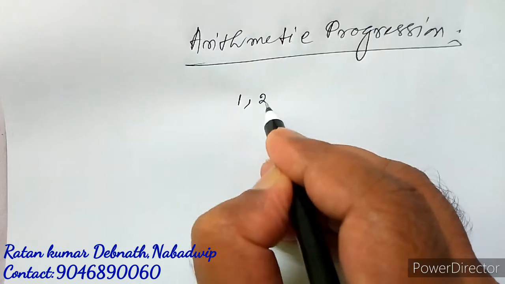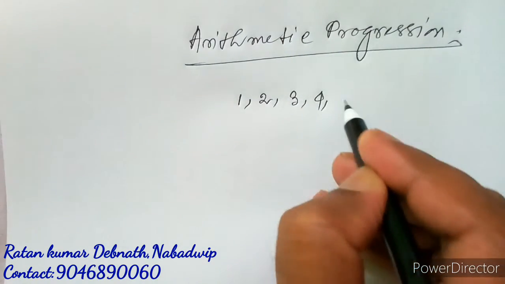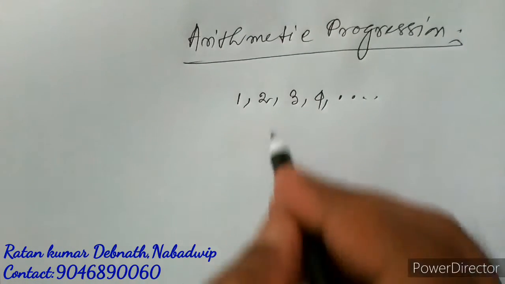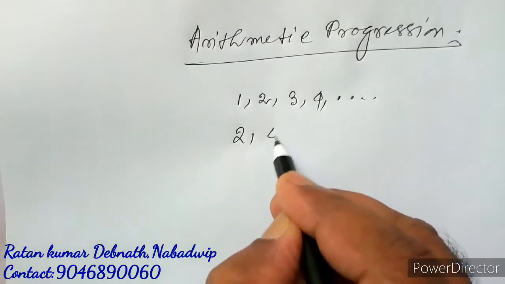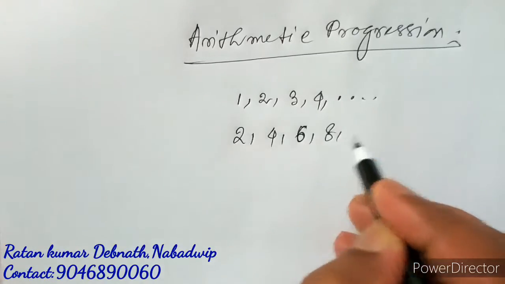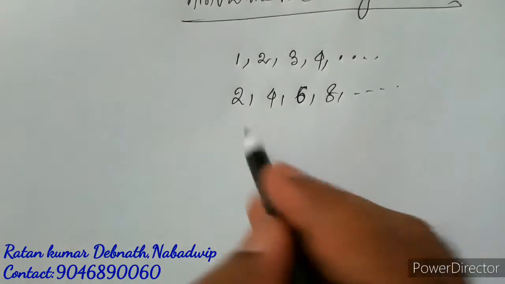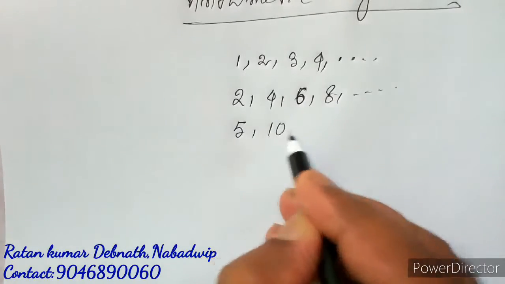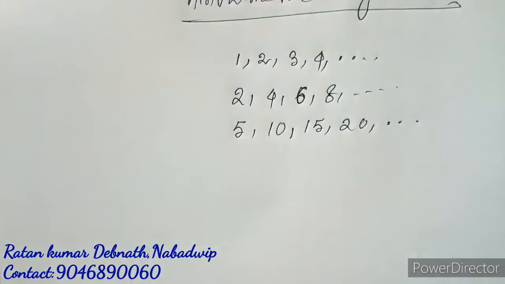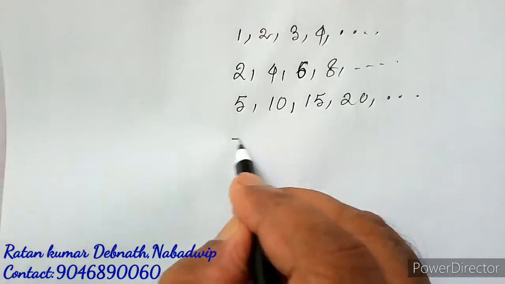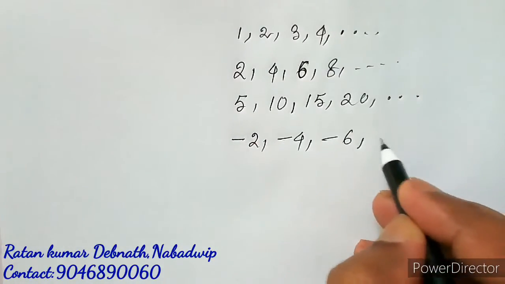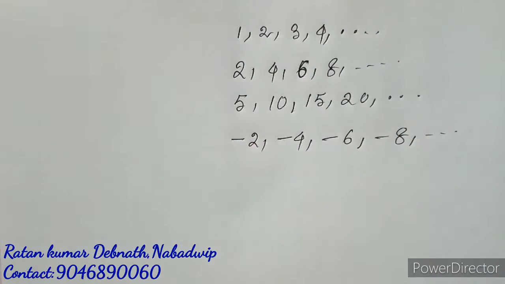Suppose 1, 2, 3, 4 is a series. 2, 4, 6, 8 is another series. 5, 10, 15, 20 is another series. -2, -4, -6, -8 is another series.